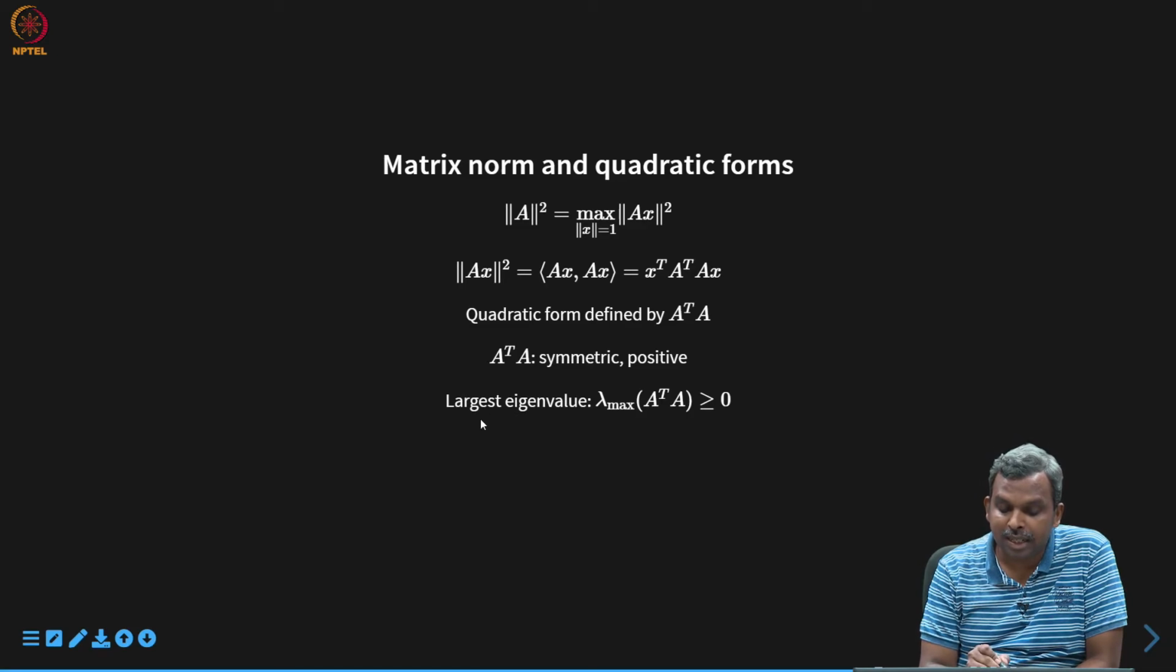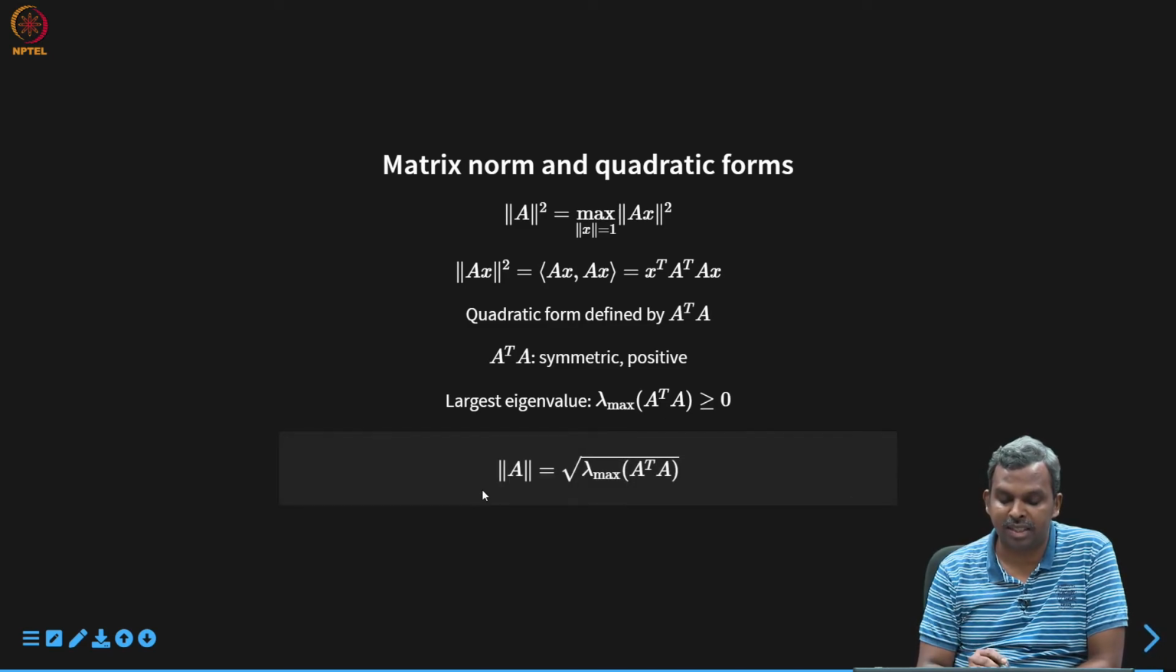Okay, so let's say the largest eigenvalue of A transpose A is lambda max of A transpose A, and that's going to be non-negative, right? Because it's a positive operator, all its eigenvalues are non-negative, so it's going to be greater than or equal to 0. Okay, so from this we know the largest constrained maximization of x transpose A transpose A x. It is simply lambda max of A transpose A.